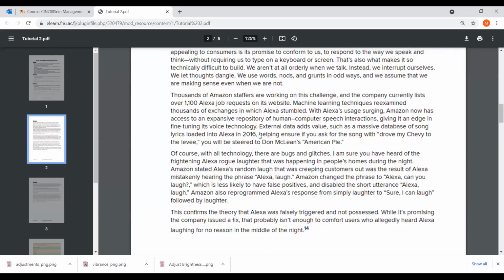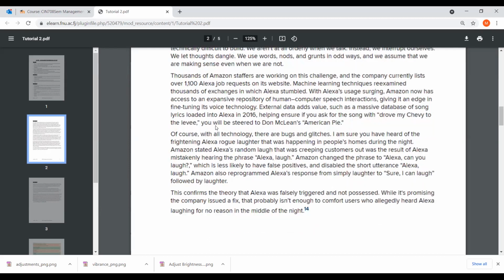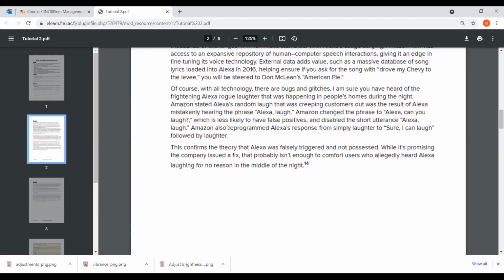Otherwise, what would happen is something like this. It gives an example. If somebody asks Alexa to play a song, it directs the person to something else. In this case, it's asking for a song, but Alexa is directing the person to the movie American Pie. So that's why it needed some fine tuning. Of course, with all technology, there are bugs and glitches.